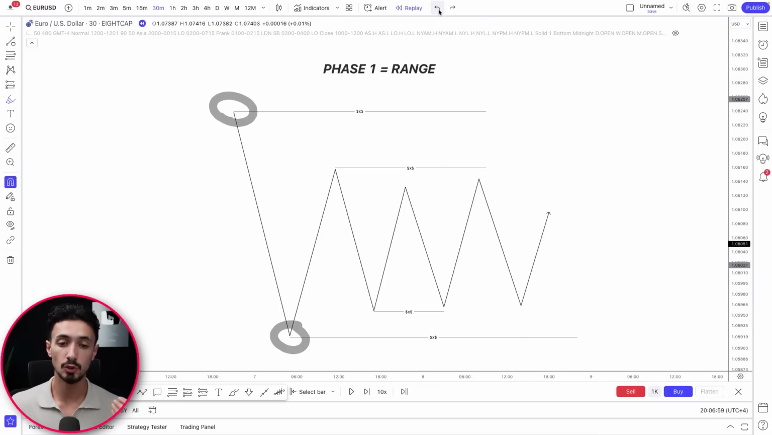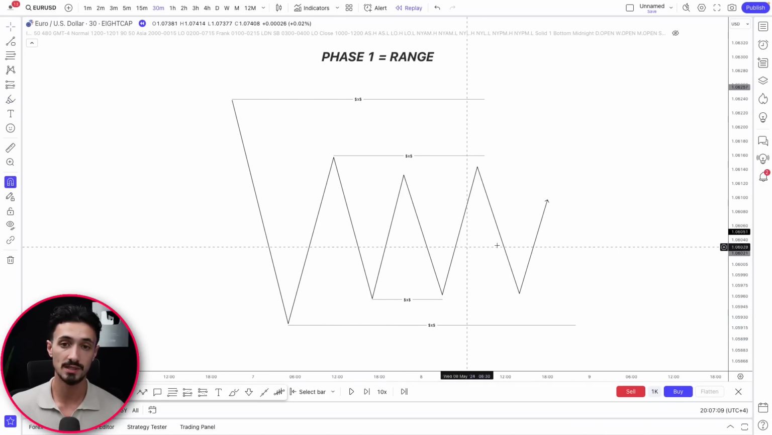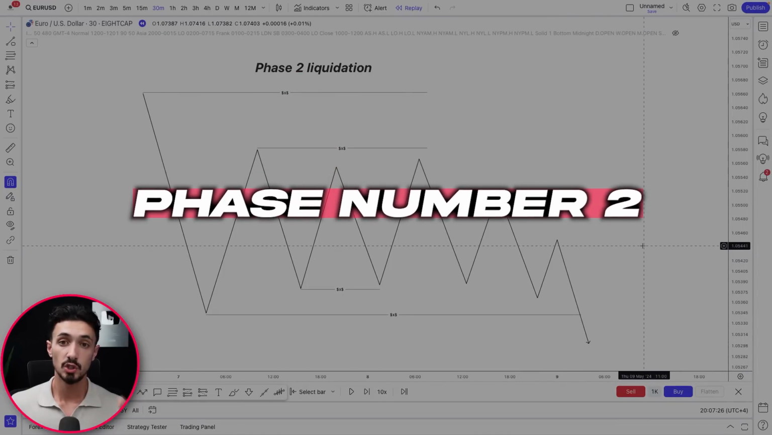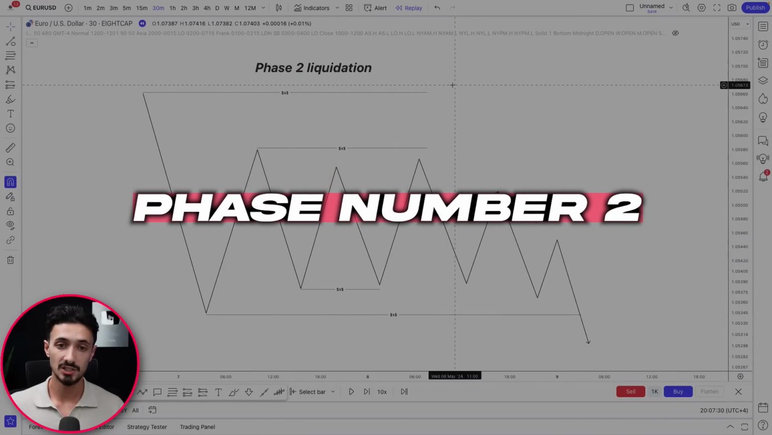Well, what that does is it induces liquidity, right? It induces buys, sells, and stop losses. So what we want to do is understand that characteristic. So why is it that smart money uses this range? Well, let's go into phase 2 and take a look at that. So phase 2 of this smart money manipulation model is the liquidation phase.